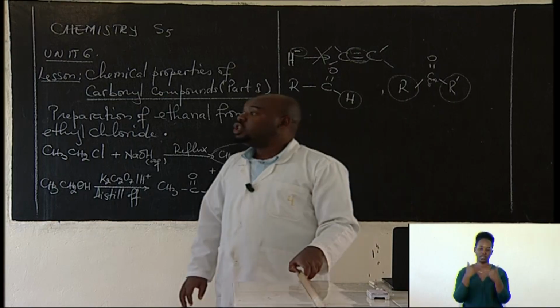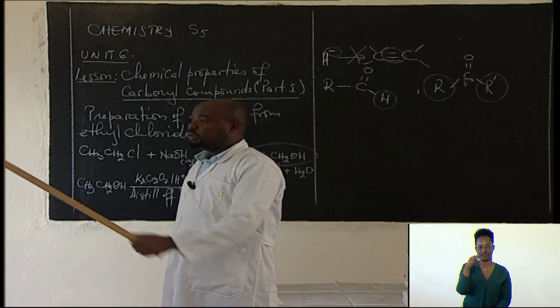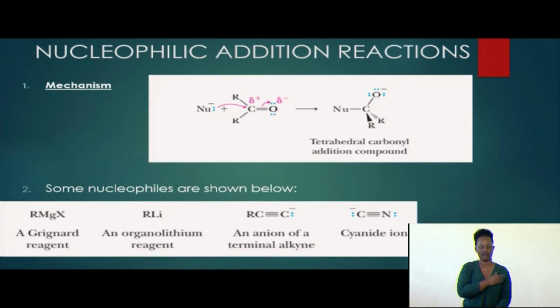Now let us start the nucleophilic addition reactions. Here we have the mechanism in general. This is the nucleophile, and here we have a list of some common nucleophiles we can find. This is the cyanide ion. This is the anion from a terminal alkyne. This is a Grignard reagent, which will give us a negative alkyl group.